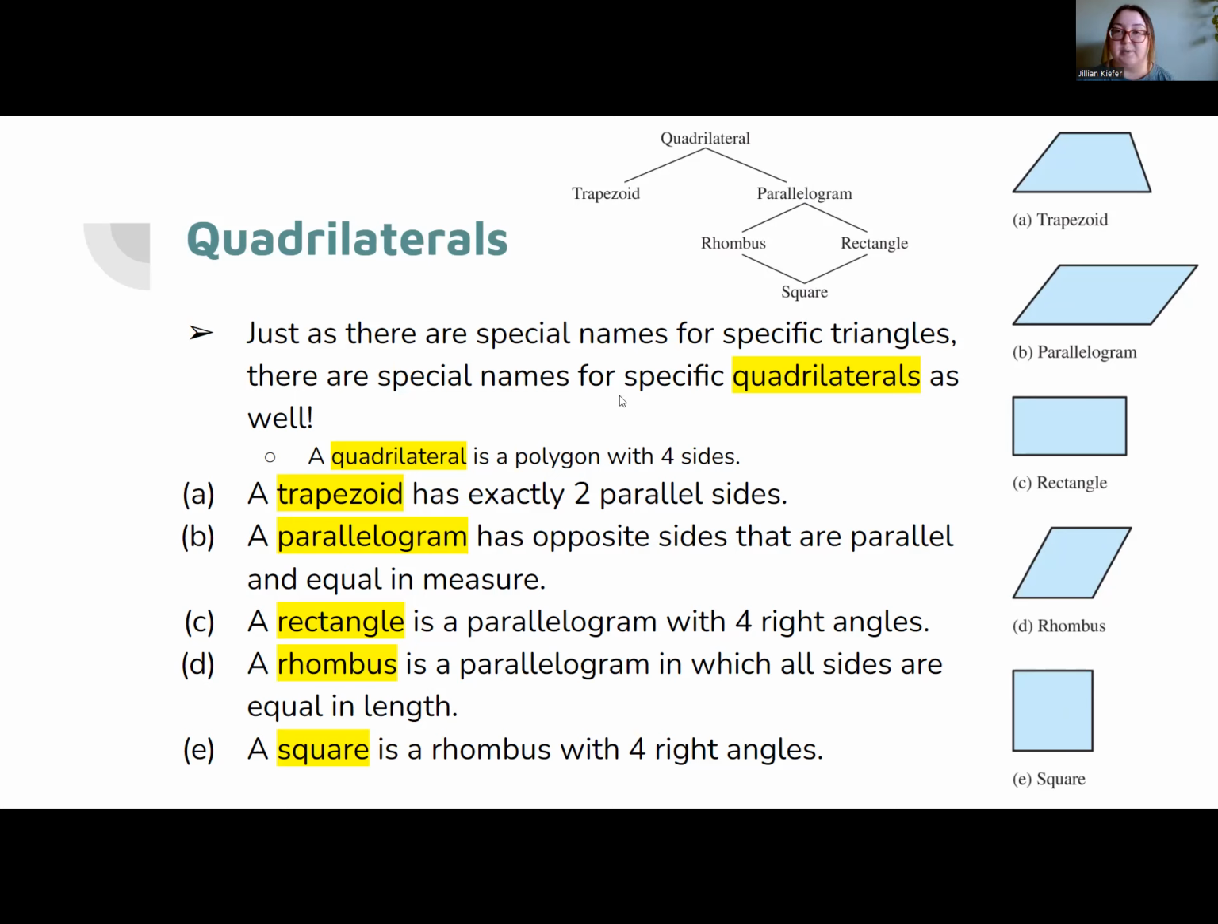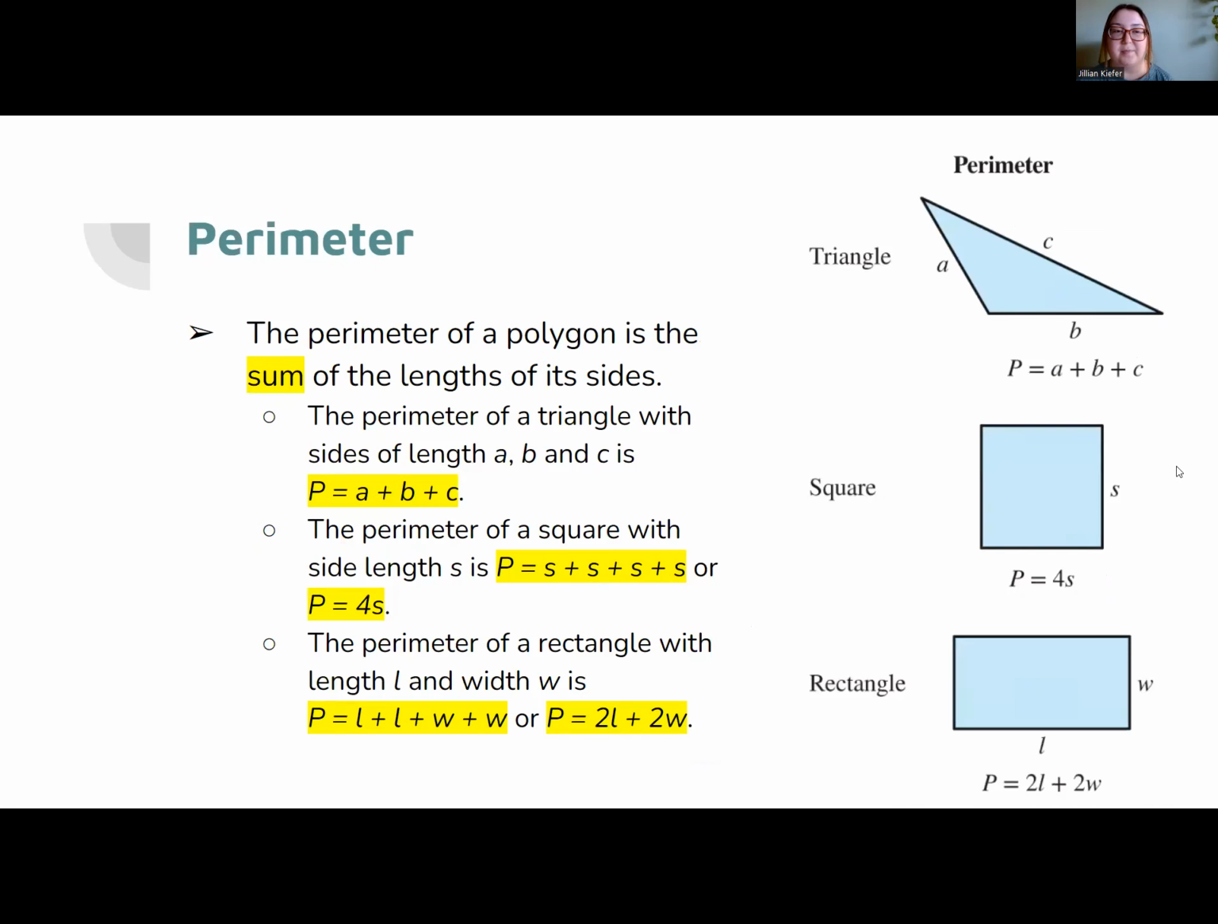So those are the different types of quadrilaterals. There's quite a few here. There's at least 5 types of quadrilaterals that we can break this down into. And since it's still just a polygon with 4 sides, every single one of these shapes would have interior angle measurements totaling 360 degrees. So, all right, let's go ahead and move on.